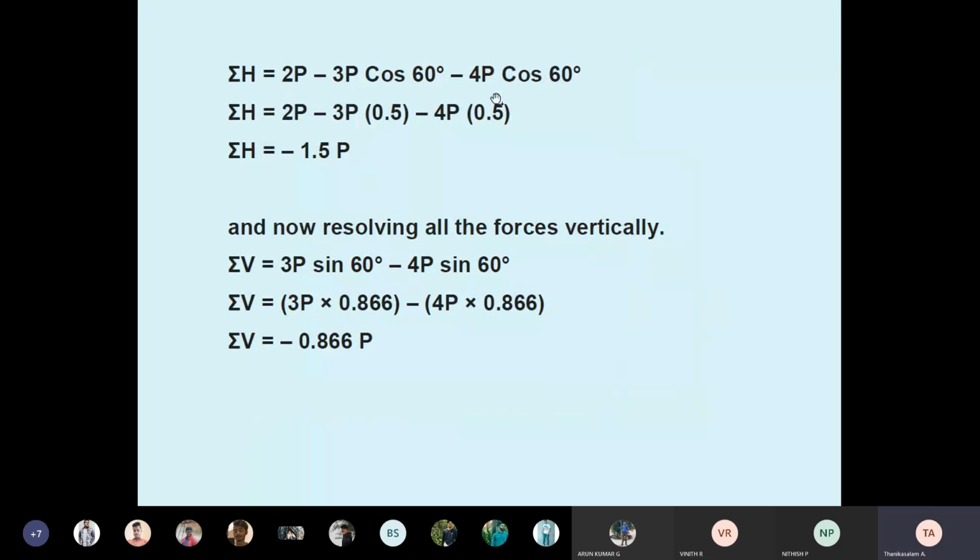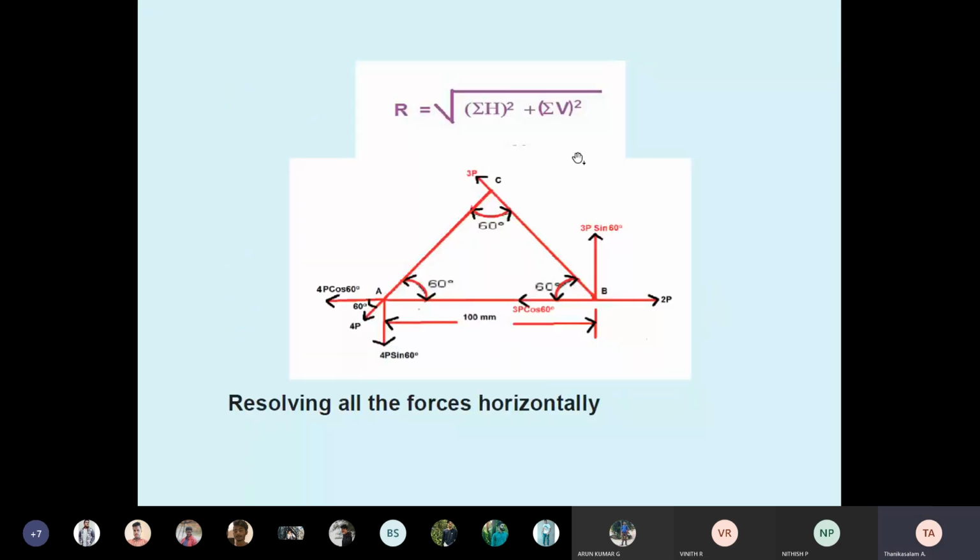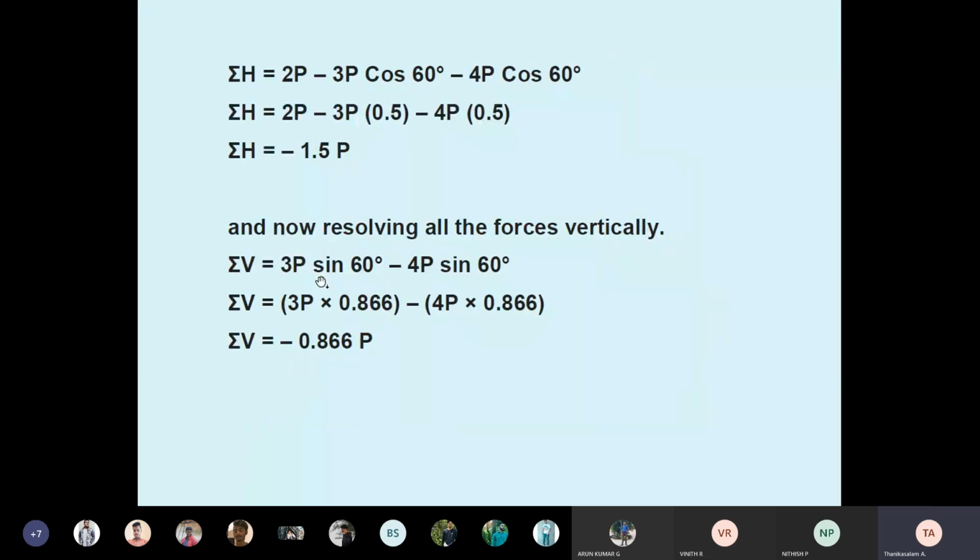See here, 2p plus 2p minus 3p cos 60 minus 4p cos 60. I added all the horizontal forces. So the final answer, summation H equals minus 1.5p.